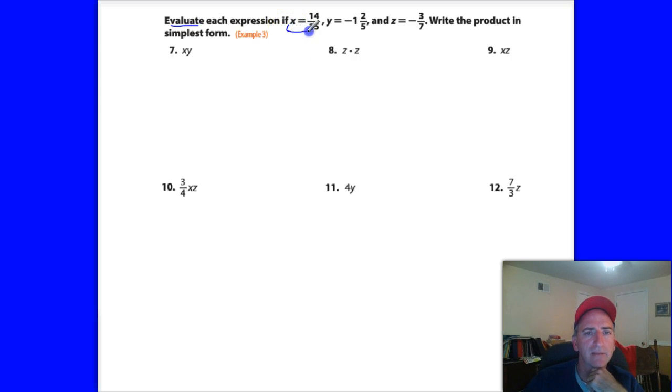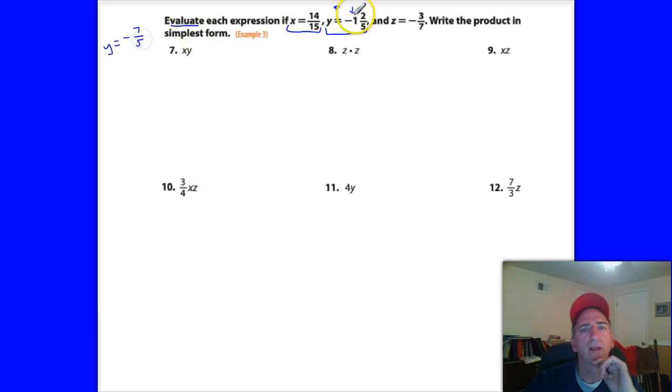x is 14/15. y is -1 and 2/5. Now, we can make our life a lot easier right here. You actually probably have room at the top of your page. Mine's slightly cut off there, so you might write it right up here above what I write over here. y is equal to -1 and 2/5. Let's go ahead and change that. 1 times 5 is 5. Plus 2 is 7. So y is the same thing as negative 7 over 5.